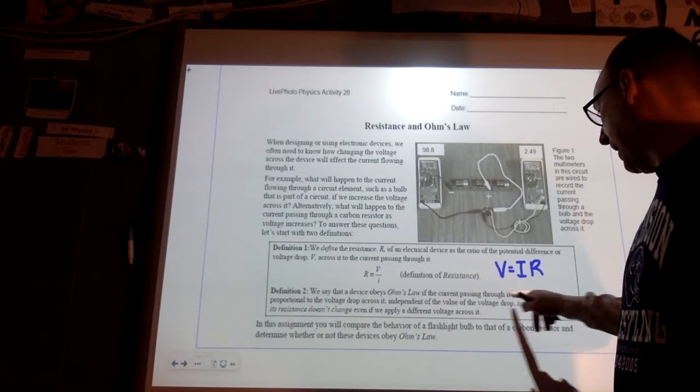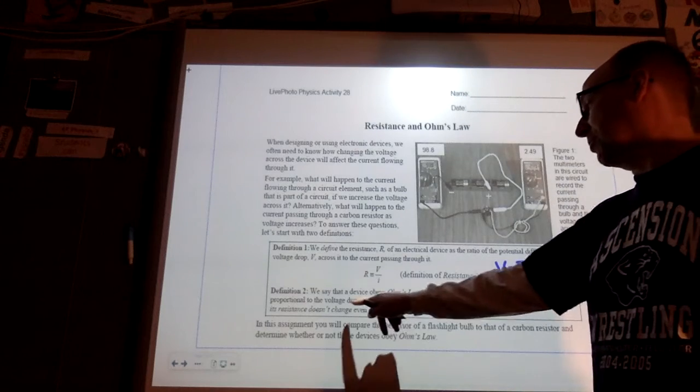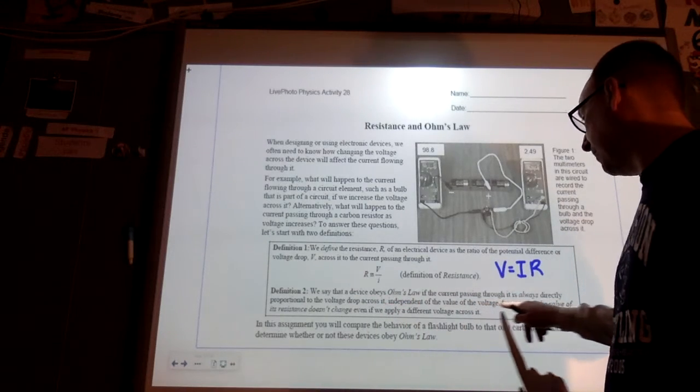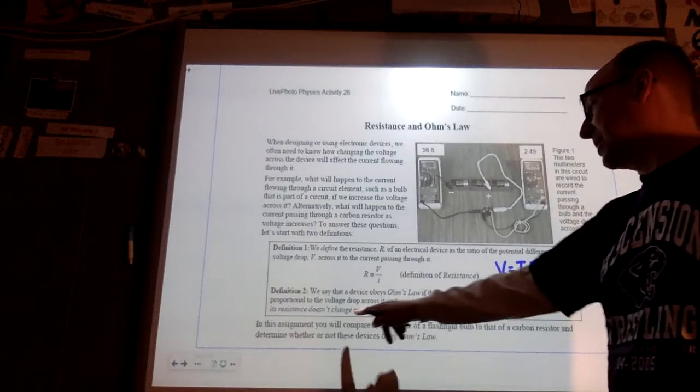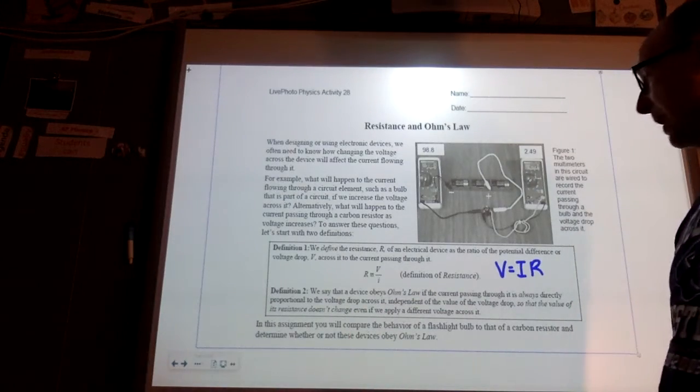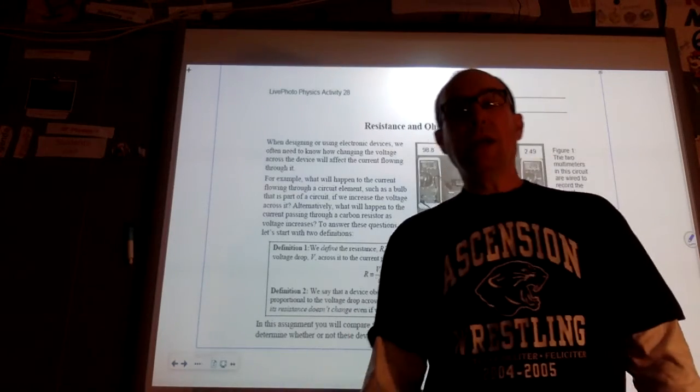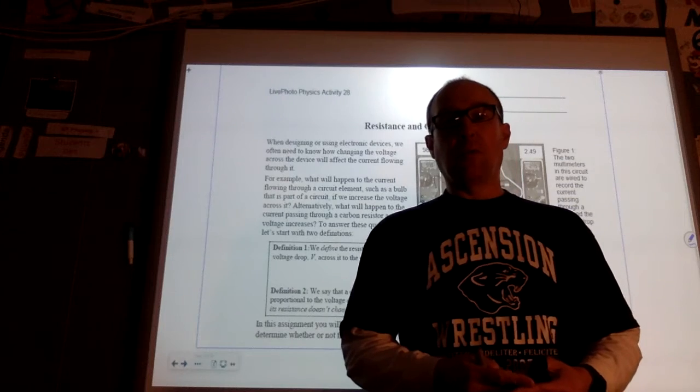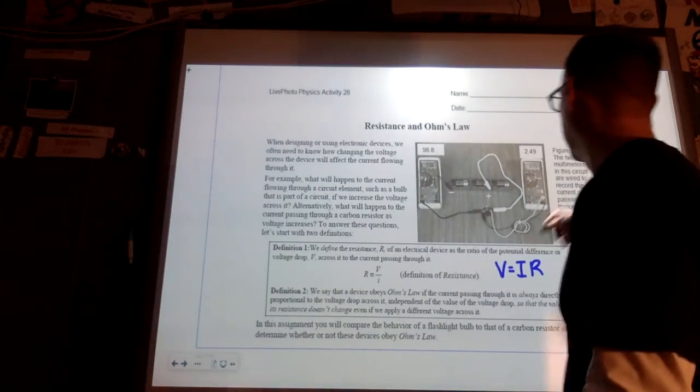And so the current passing through it is always directly proportional to the voltage drop across it, independent of the value of the voltage drop. So the value of its resistance doesn't change, even if we apply a different voltage across it. This is the case for ideal conductors.